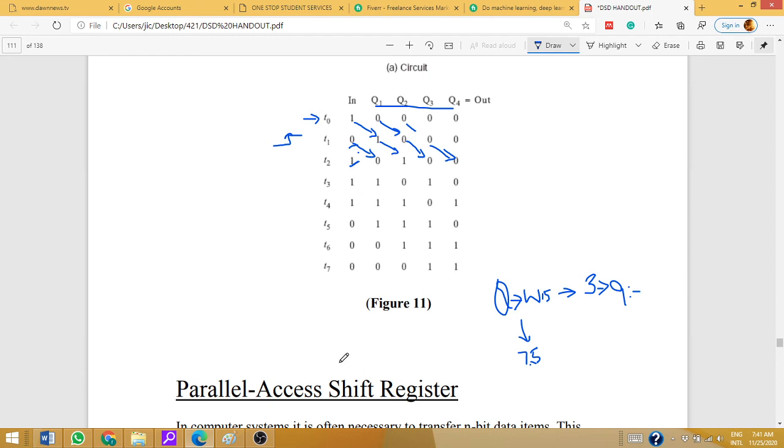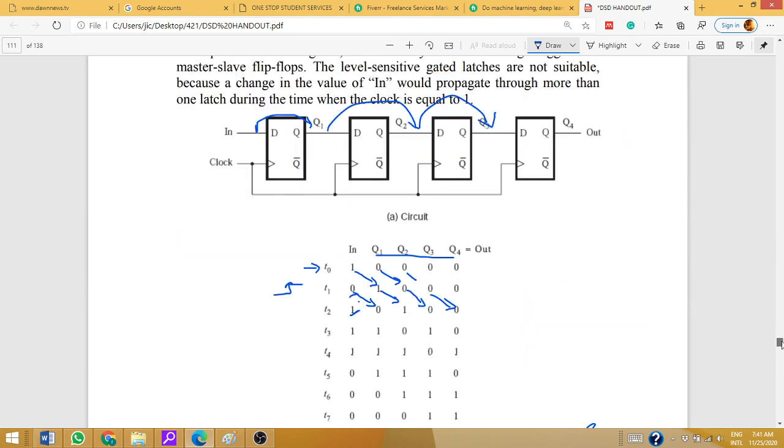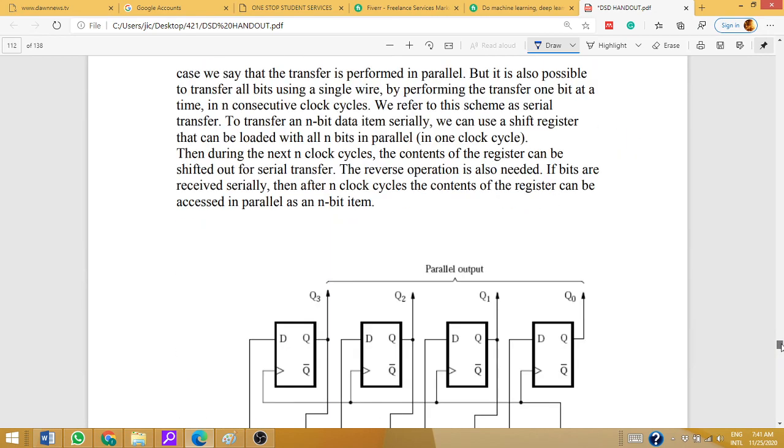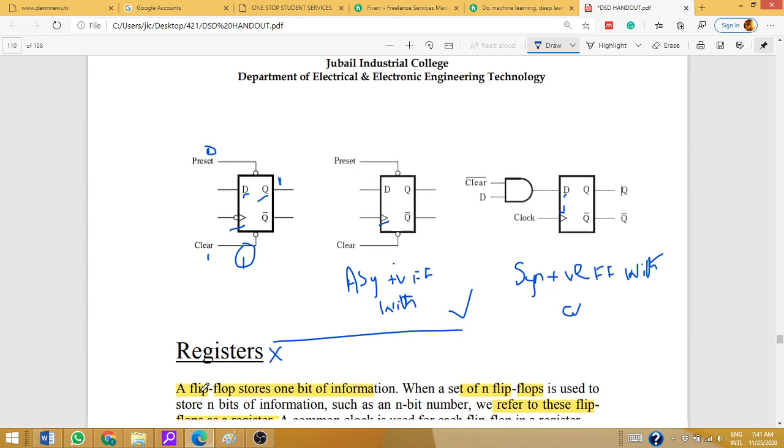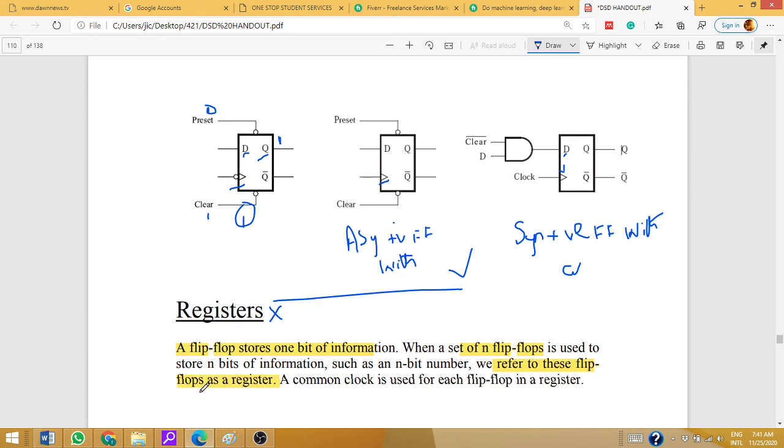What is included in the quiz? Whatever we have discussed till today. Until here, this register, or leave this register; registers are not included, only up until flip-flops. We will start next time from this register and whatever is remaining.